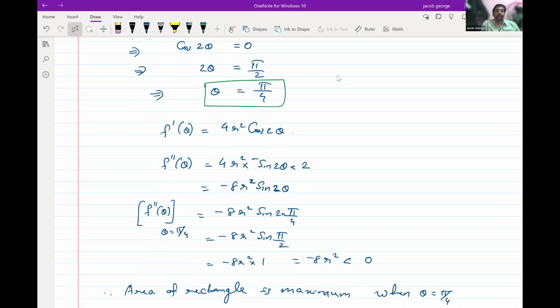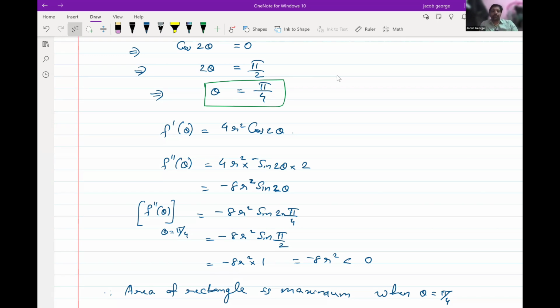This is the second order derivative, minus 8r square, that is less than 0. Therefore, we can write that the area of the rectangle is maximum when theta is equal to pi by 4. Is it clear?